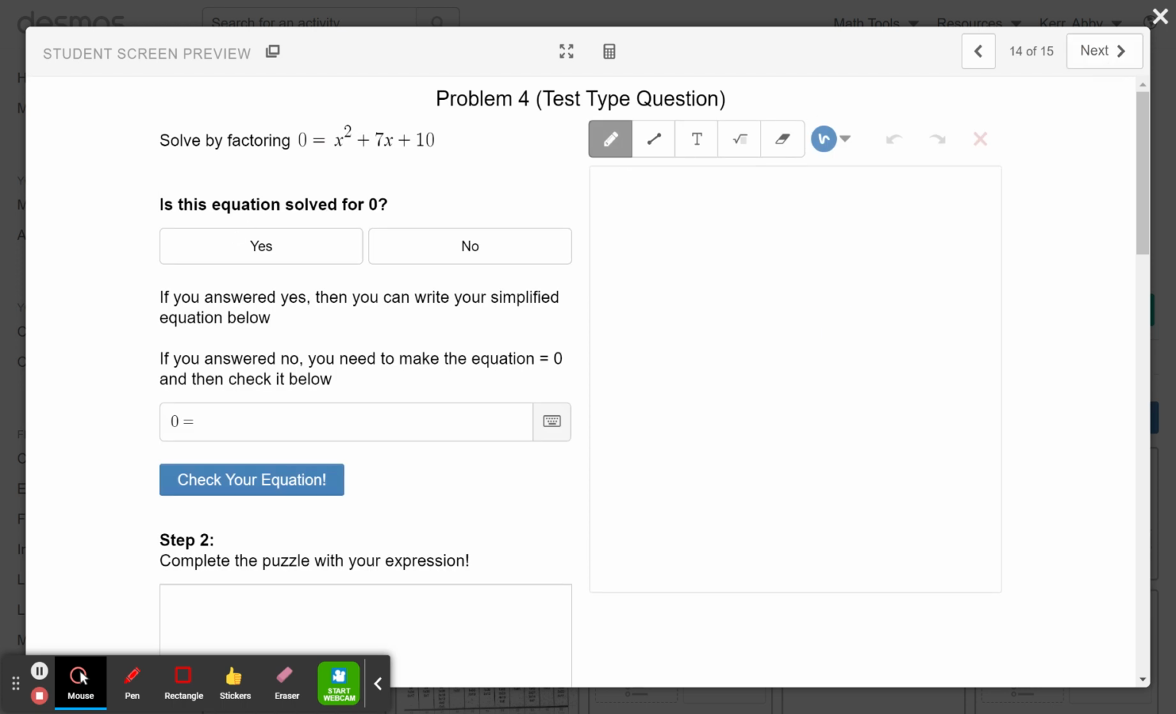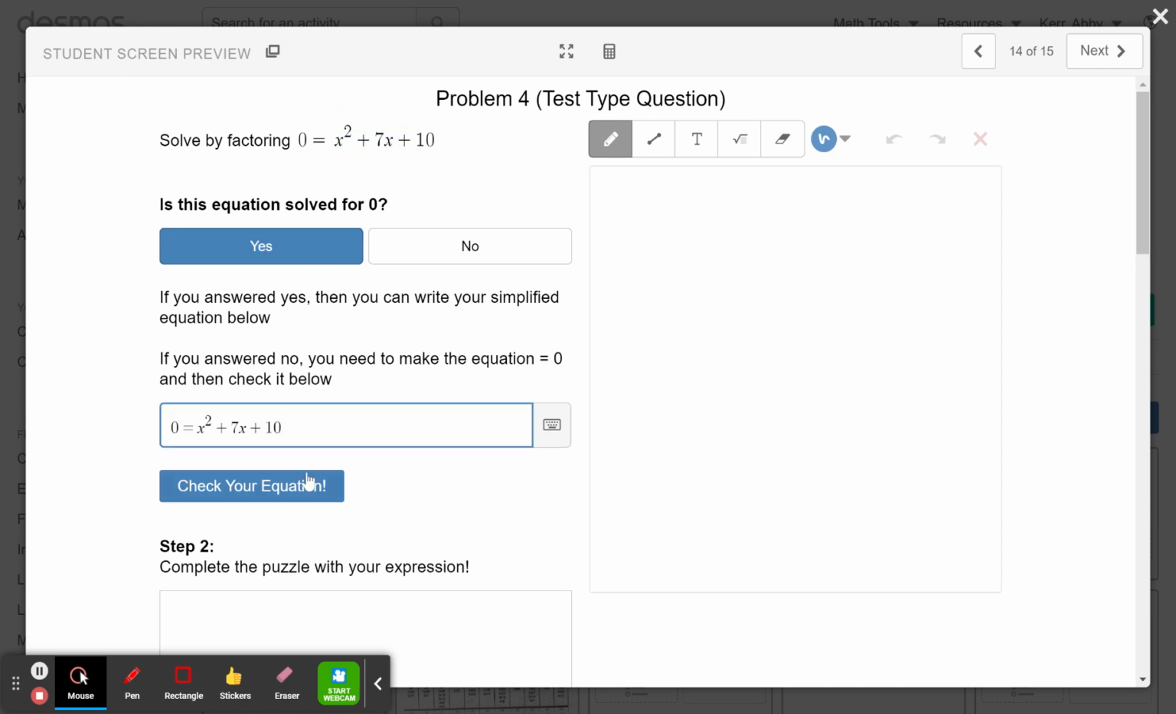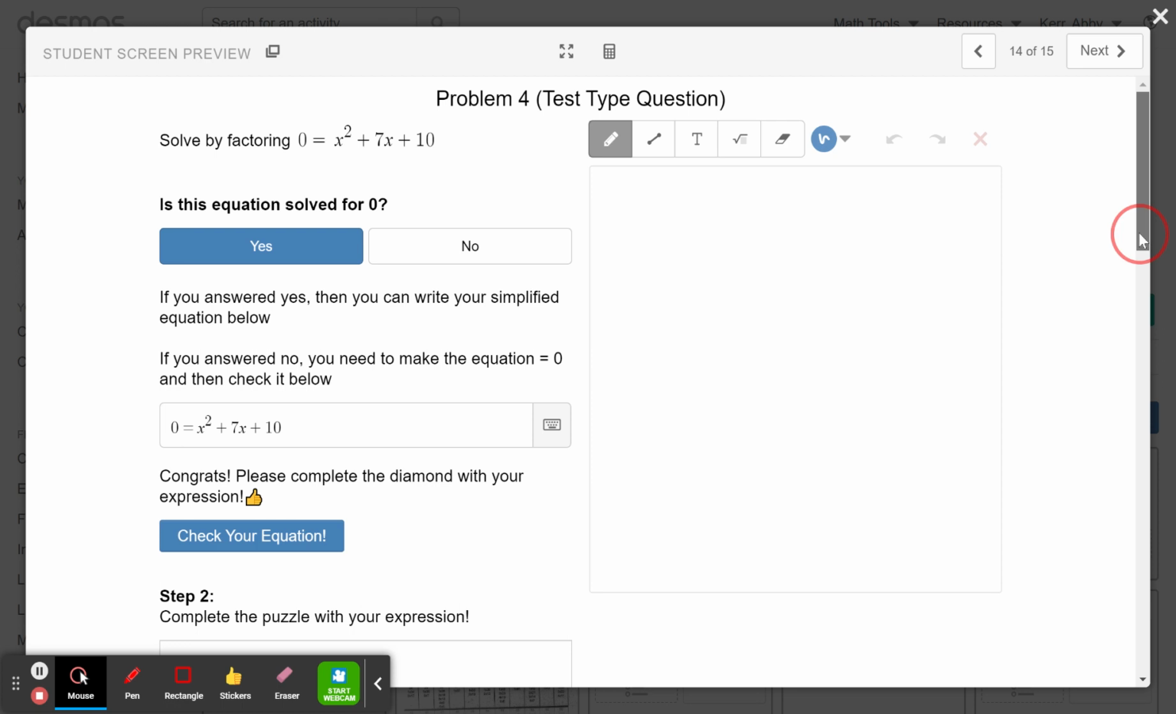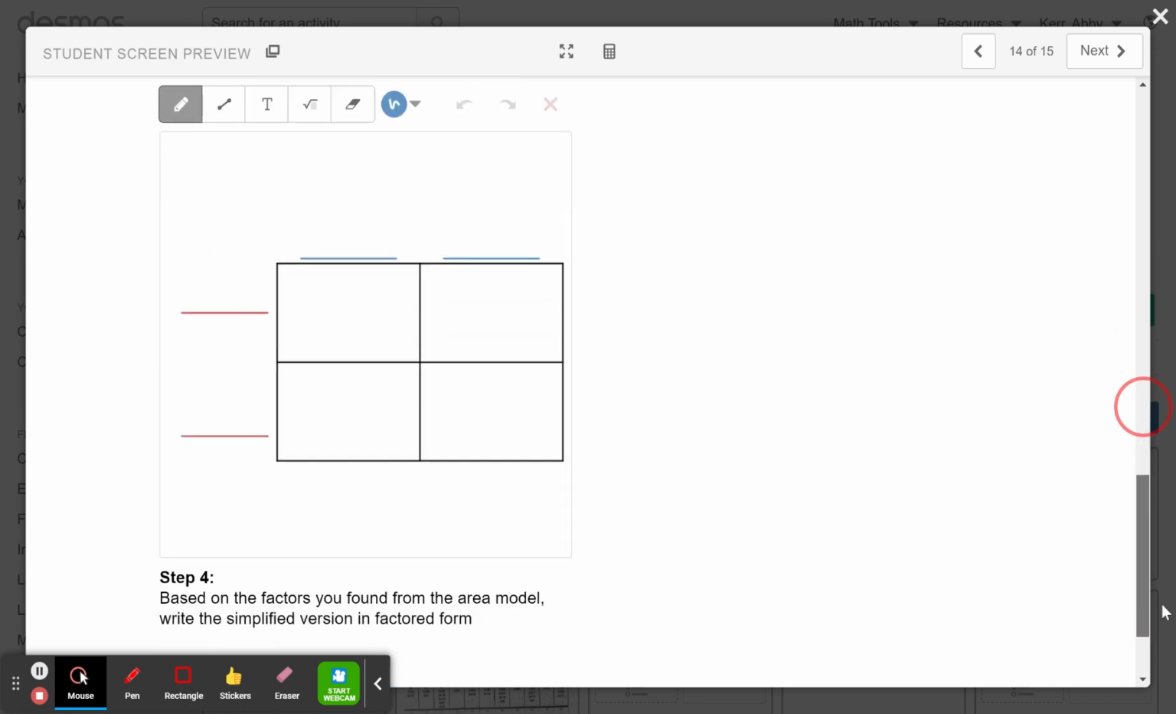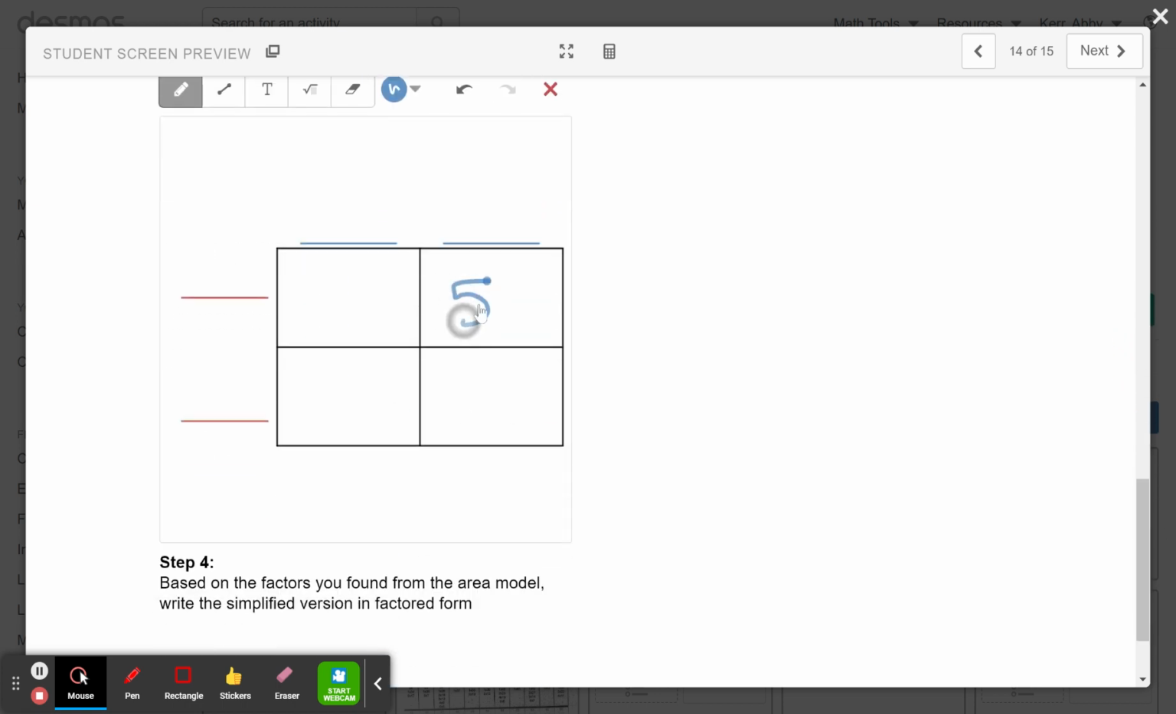All right. Once again, it should say, is this equation equal to 0? Yes, it is. You should love it when that happens. So all you have to do is copy and paste it. So 1 times 10 is 10. B value is 7. Then that will be 5 and 2. 5 times 2 is 10. Add together to get 7. So then that's going to be my 5x and my 2x.